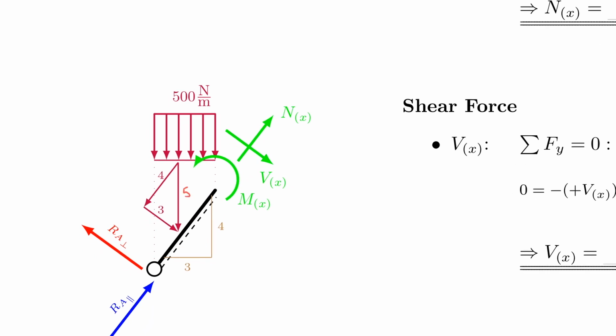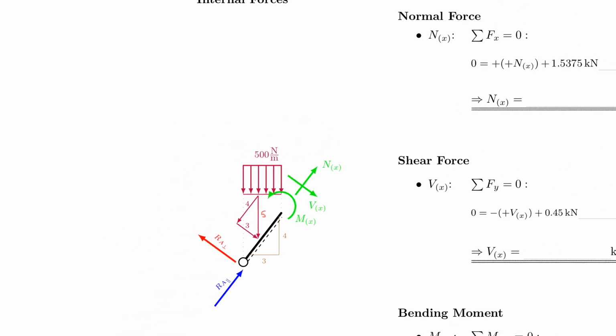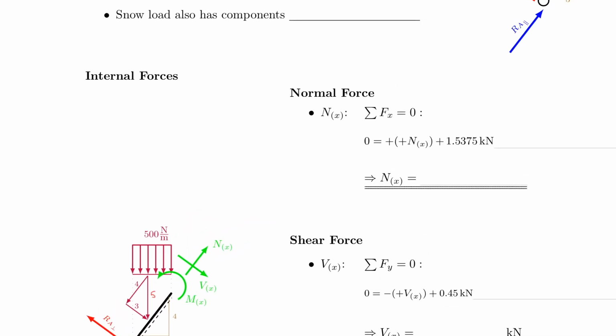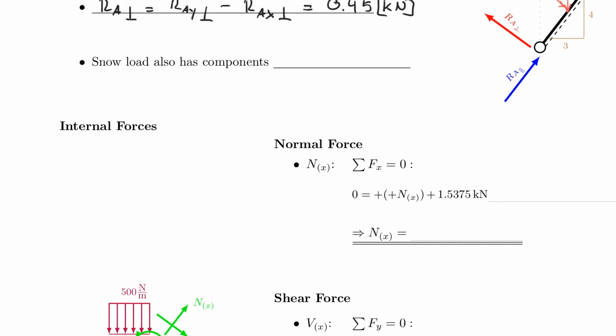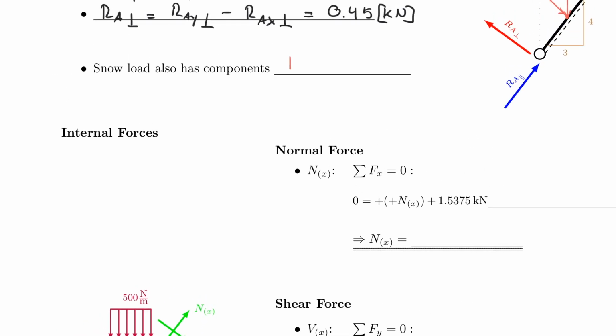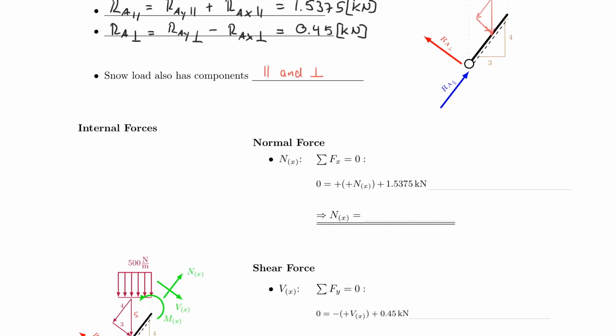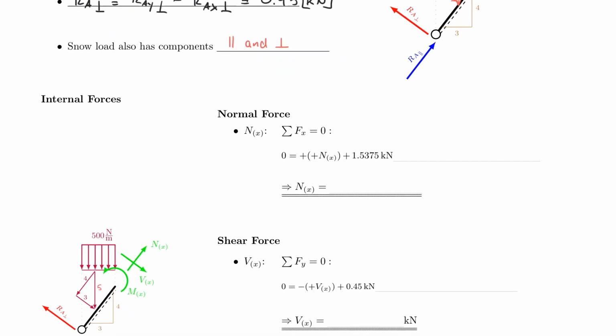So here's my 5, 4, 3 triangle. And of course, you would usually have to figure that out yourself, the 5, 4, 3, but I showed you already how that's done and where to find the connecting angle. So snow load has components that are parallel and perpendicular as well. And I need to consider that now. So let's look at it. Let's start with the normal force again.